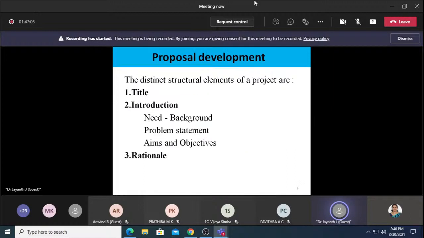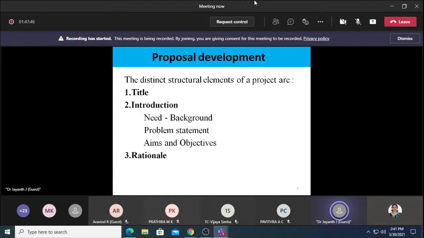For proposal development, the distinct structural elements of a project are, first, the title. As the morning ma'am told, it should not be too lengthy or too short. The title gives the first impression of the proposal, and hence it has to be catchy, small, and informative. The main important thing is that it should not be the same as your objective.